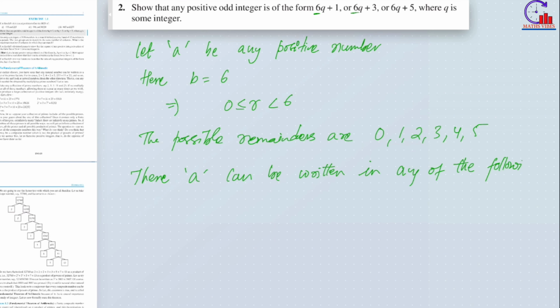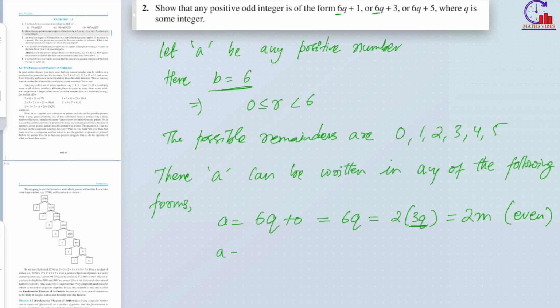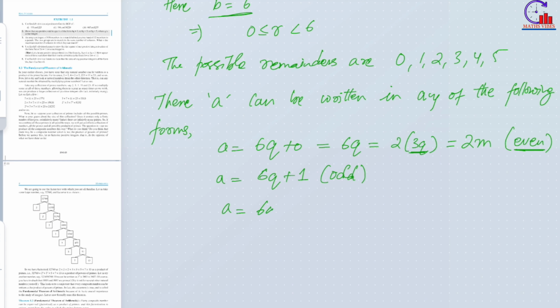That means a can be written in any of the following forms. That is, here the value of b is equal to 6, isn't it? So a is equal to 6q plus 0 if my remainder is 0. This is equal to 6q. Here I can take the common 2. Then if I take 3q is equal to m, this will be 2m. This is the even number, isn't it? Because I multiply m by the even number. So here if my remainder is 1, then I can write 6q plus 1. Here I am adding 1 to the even number. This will be odd. Similarly, a is equal to 6q plus 2.